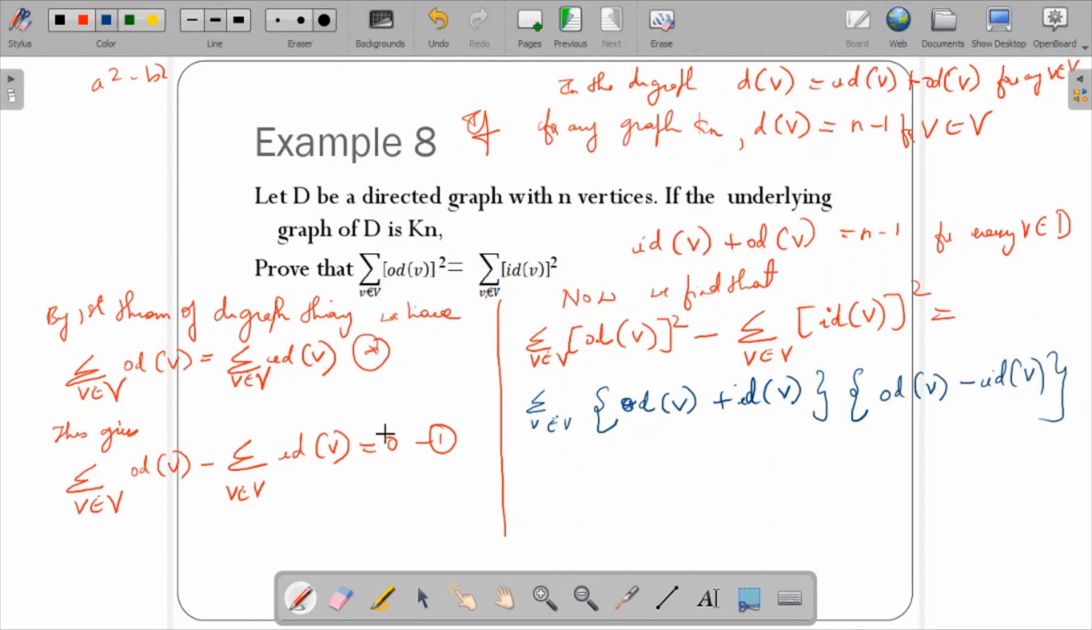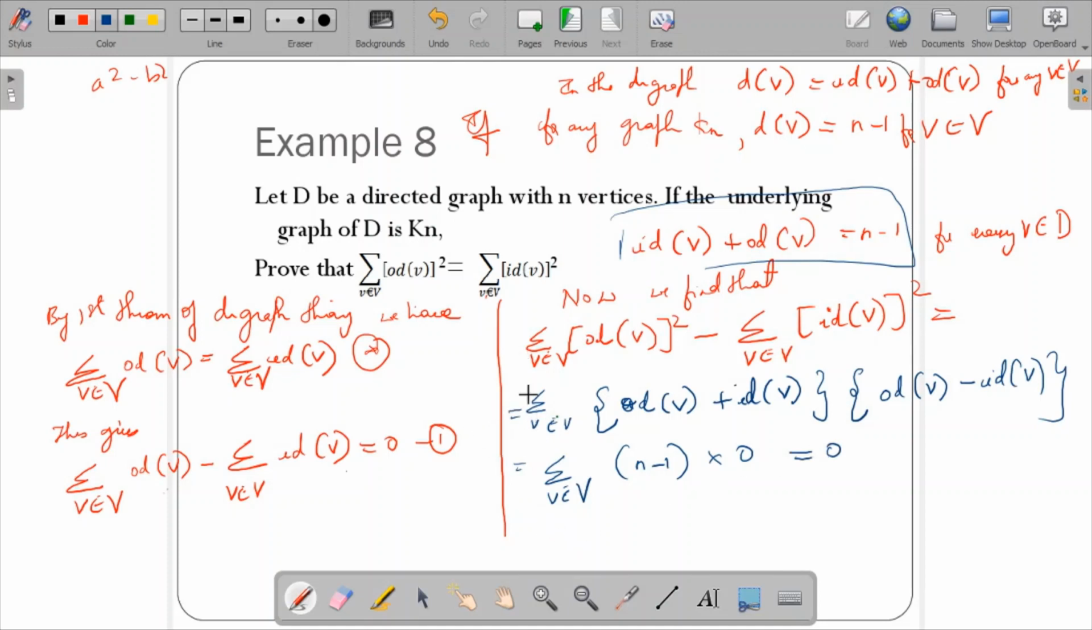Out degree minus in degree of v, with summation taken common, is itself 0. And out degree plus in degree is equal to degree of v, which we got over here is n minus 1. So summation of n minus 1, into 0, this entire term would be equal to 0.